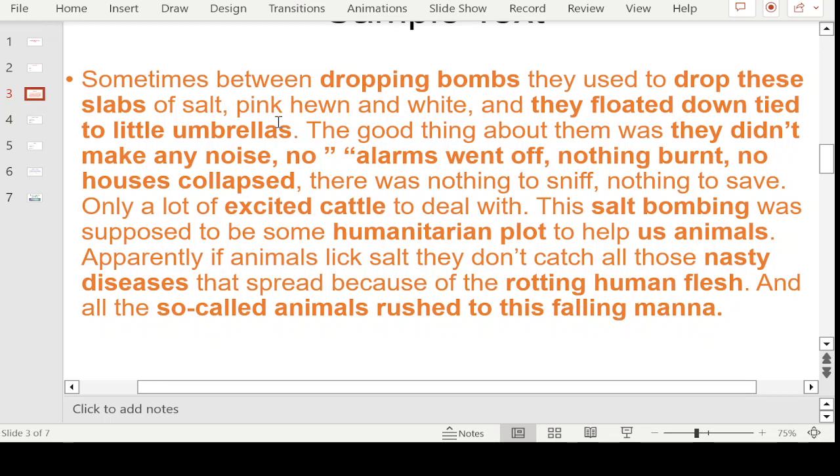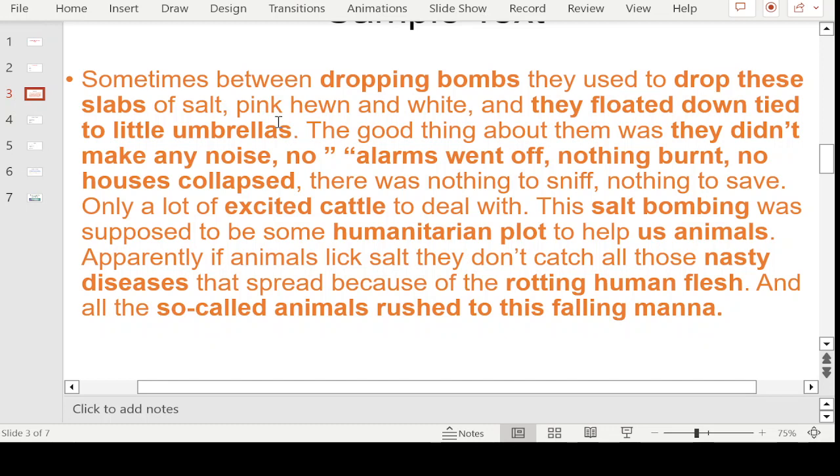The bombs are really very dangerous and very ugly in shape, but on the other hand, we have the salt slabs, which the writer tells us are very attractive. So on the one hand, death and destruction is there, and on the other hand, there is the beautiful kind of food that is being thrown on the people who have been vanquished. And again, the writer says, they floated down tied to little umbrellas. Very neatly, very nicely, they are dropped down, but the bombs are thrown indiscriminately wherever there is a doubt that some terrorist may be hiding, or the people who are not obeying the master are hiding. But these foods are sent in a very nice way, in a very polite way.